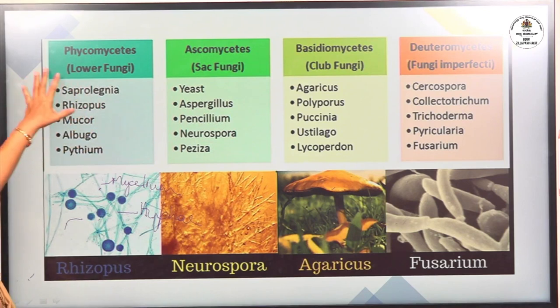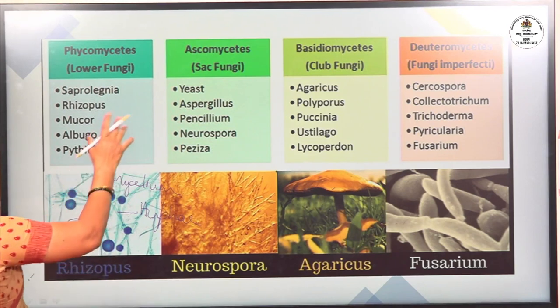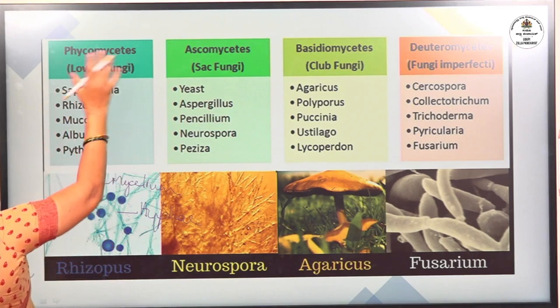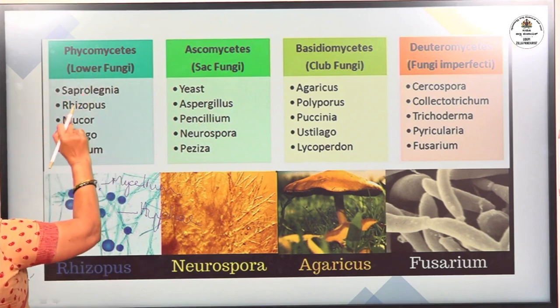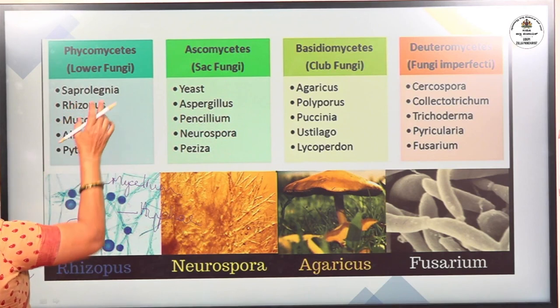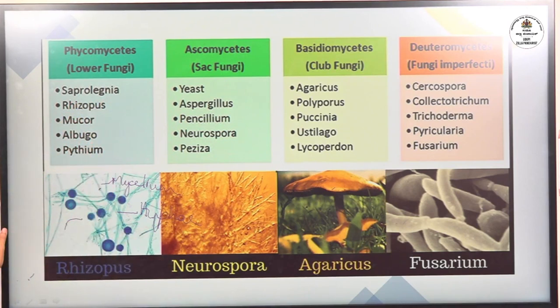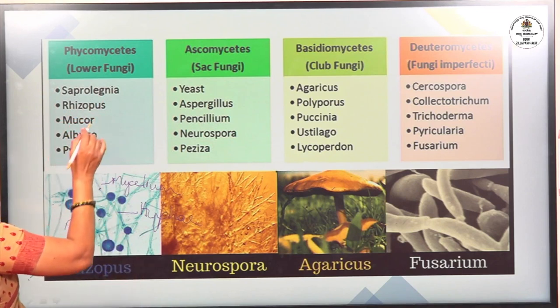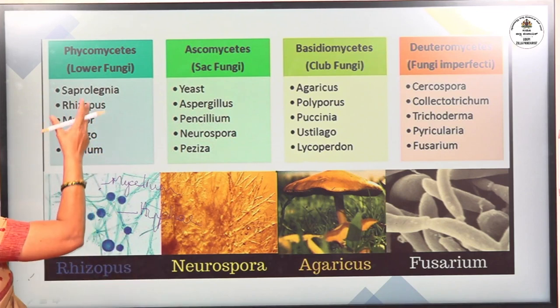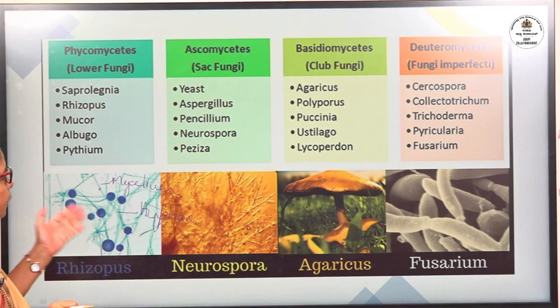It is also known as Zygomycota or Phycomycetes. In Zygomycota, the major mode of reproduction is through conjugation canal. So under Zygomycetes or Phycomycetes, there is Rhizopus, Mucor. You may know about bread mold. Okay, bread mold. So that is such type of fungi.